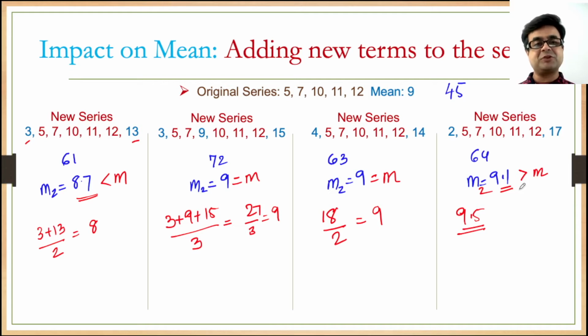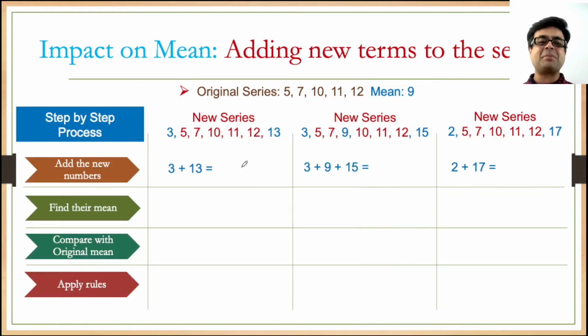So let's quickly review the step-by-step process. This is the step-by-step process on how to approach problems like this, where there are new numbers being added to the original series without changing the original series. In the first step, you will add the new numbers together. So in this case, we are adding the two numbers together as 16. Similarly, here we would add them together as 27, and here we are going to add the numbers together as 19. Now we find their mean. Let me quickly write down the means, and we then compare with the original mean.